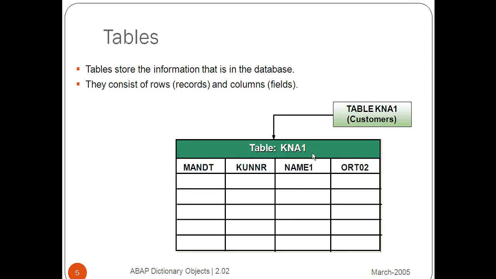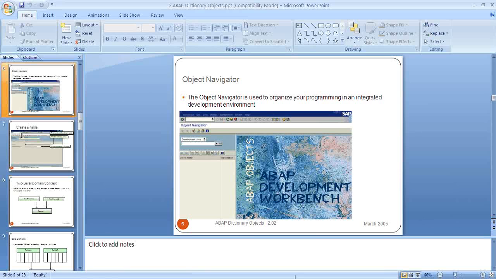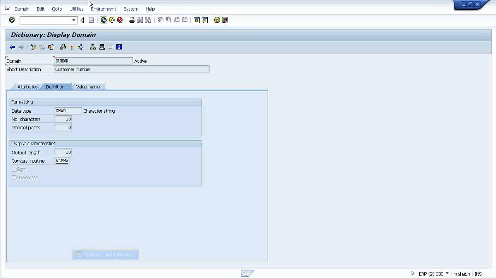What could be a table? KNA1 is a customer master table. It could be in a tabular format like this. Object Navigator. And this is what ABAP Workbench is. ABAP Workbench is nothing but the SE80 transaction.